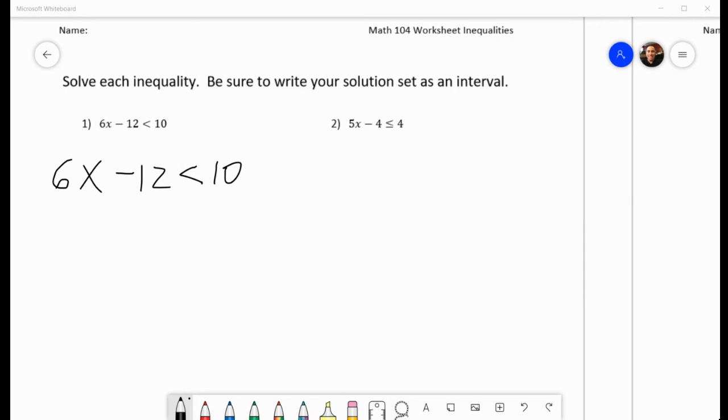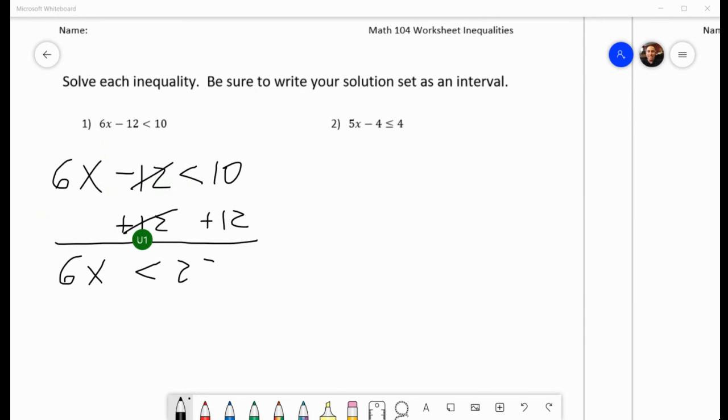So again, we want to get x all alone, right? And there are certain things we can do. For instance, we can add or subtract something from both sides. So let's add 12 to both sides. We can get x all alone. So the 12s cancel here. What do we get? We get 6 times x is less than 22. Okay?